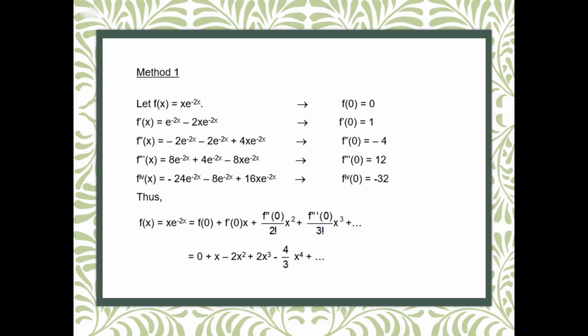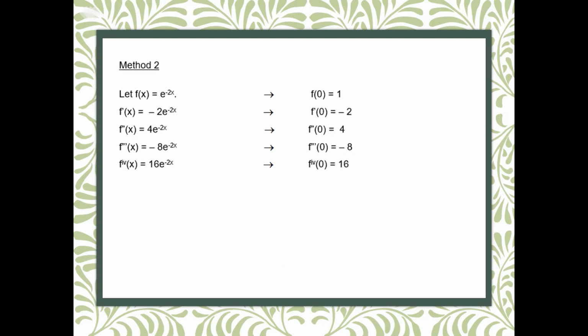You will obtain x e^(-2x) equal to 0 plus x minus 2x to the power of 2 plus 2x to the power of 3 minus 4 over 3 x to the power of 4 plus so on.